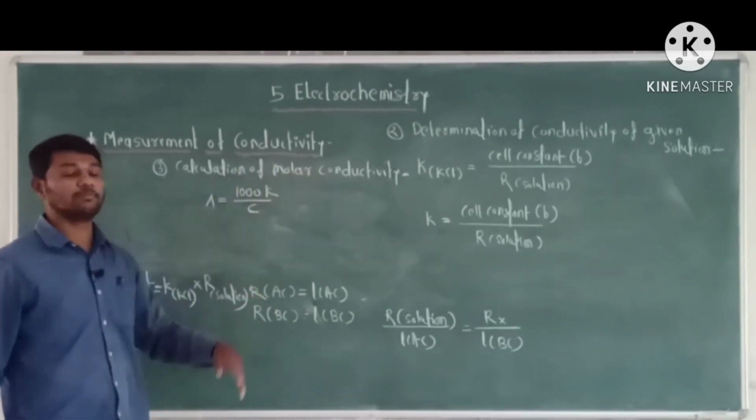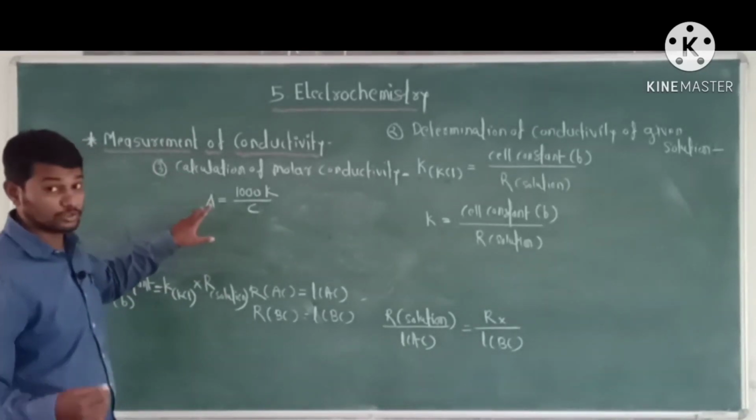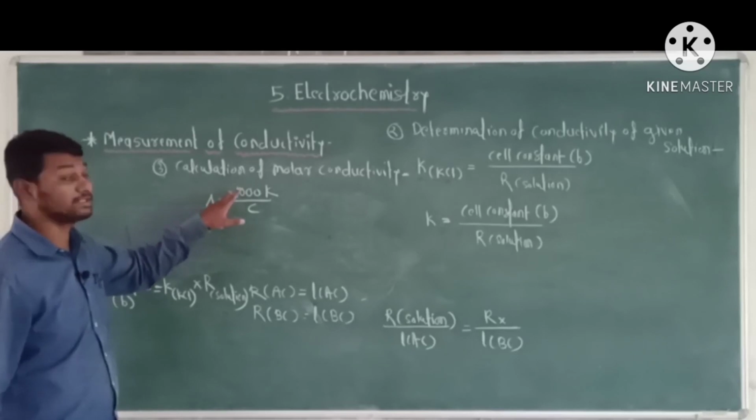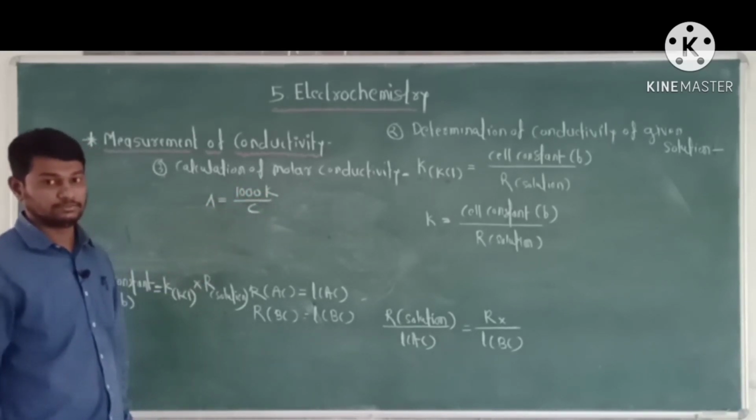The molar conductivity of a given solution is determined using this formula: lambda, the molar conductivity of the given solution, is equal to 1000 K, the conductivity, divided by C, the concentration.